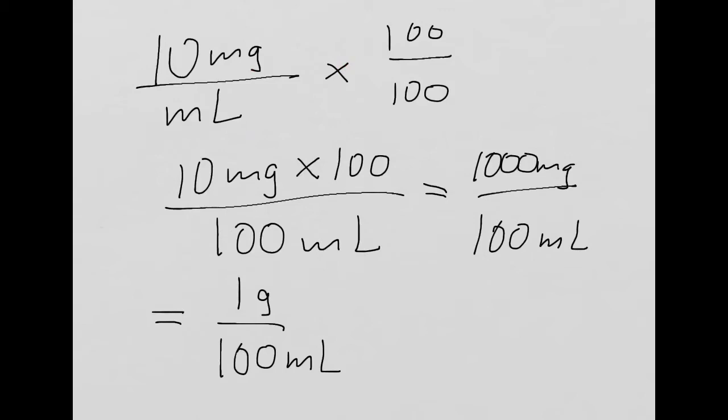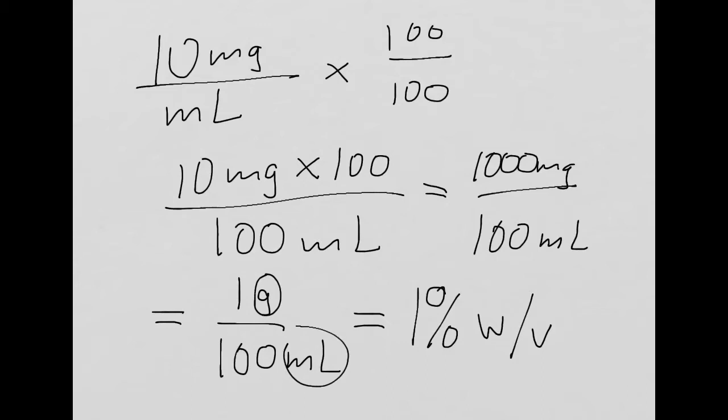So 1 gram per 100 milliliter equals 1% weight per volume, gram per milliliter. So the first question really was, a 10 milligram per milliliter solution is nothing else but a 1% solution. That make sense? No? Okay.